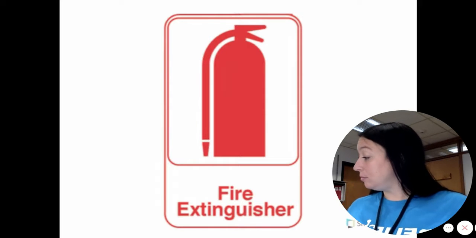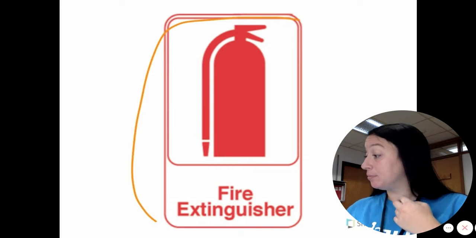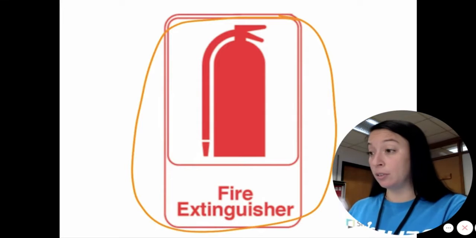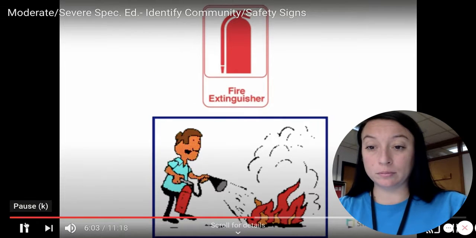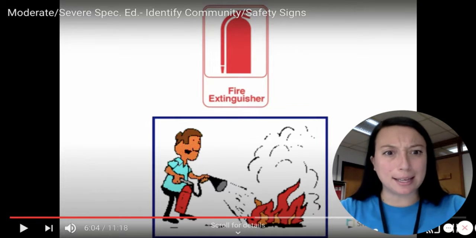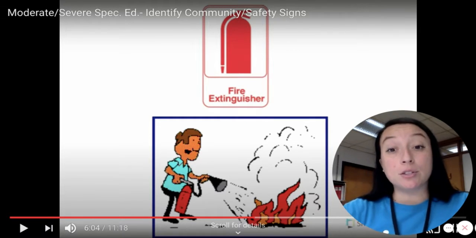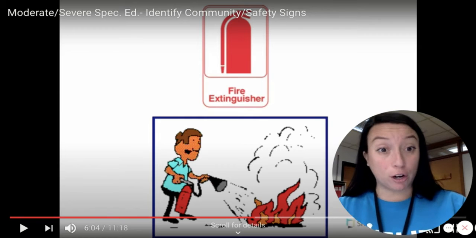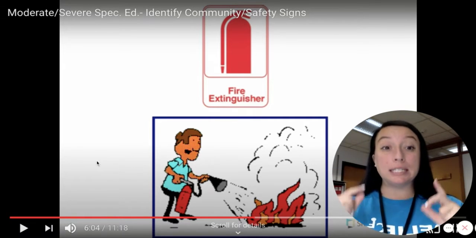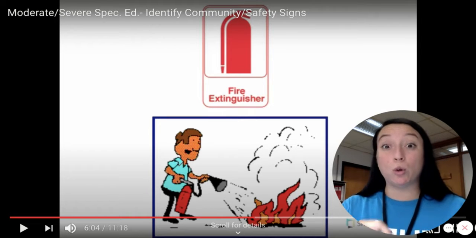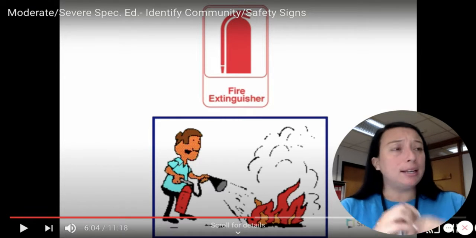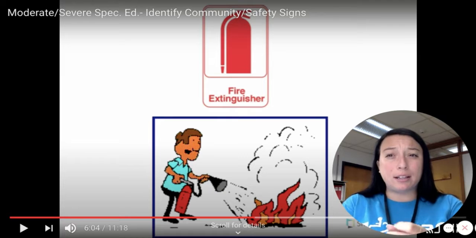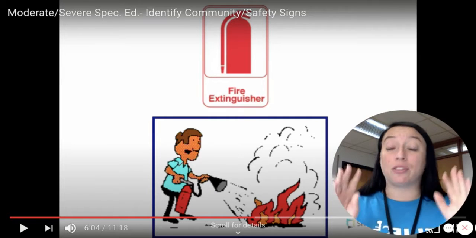Look at the sign. This says fire extinguisher. A fire extinguisher puts out fire. Look for this sign. We see these in our school a good amount, because we need to make sure there's a fire extinguisher around just in case there is a fire. If there's a fire, someone who is qualified, meaning someone who knows how to use it, who has been trained, breaks the container it's in and uses the spray inside to get the fire out.